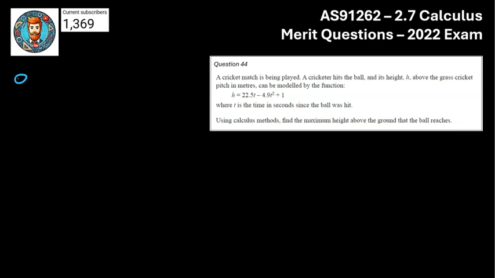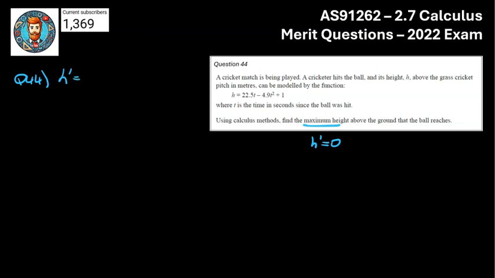So we're now into question number 44. We've got a cricket match. Basically, they've hit a ball, and that there represents the height. T is in seconds. Use calculus methods to find the maximum height the ball is above the ground. So we know at the maximum height, height dash is equal to 0. So again, we're going to need to differentiate this, set it to 0, and solve for t.